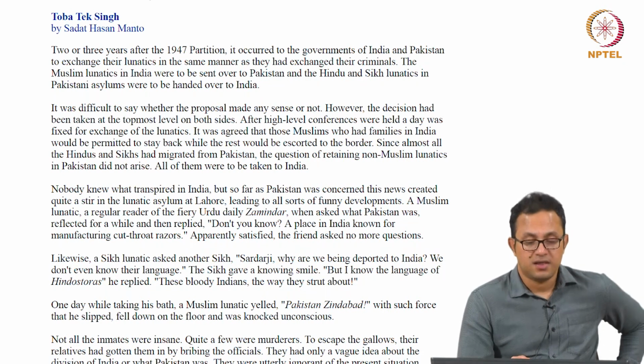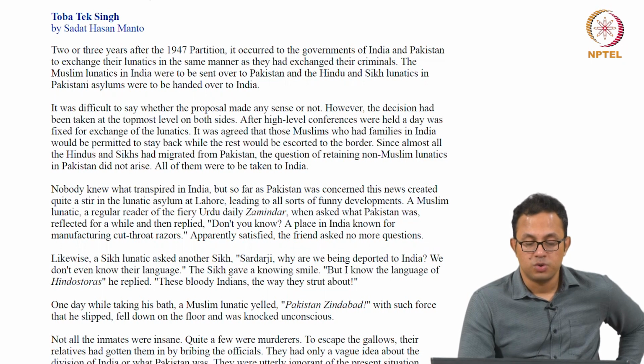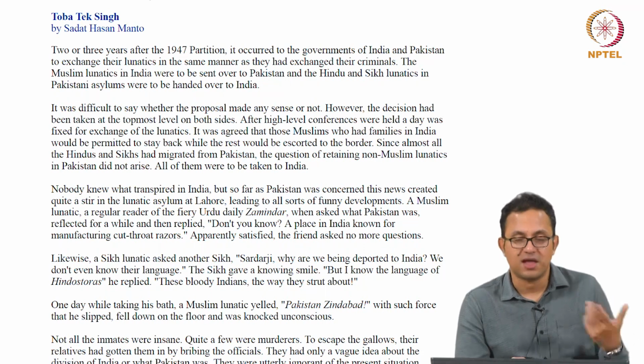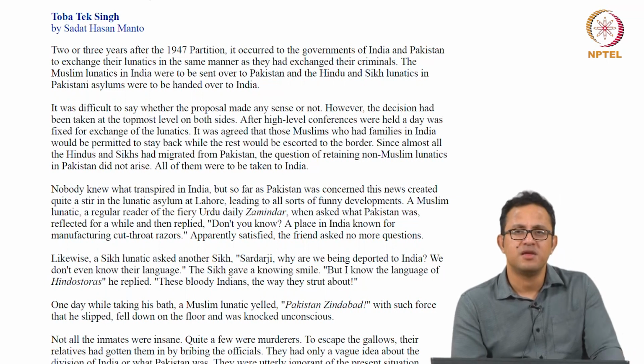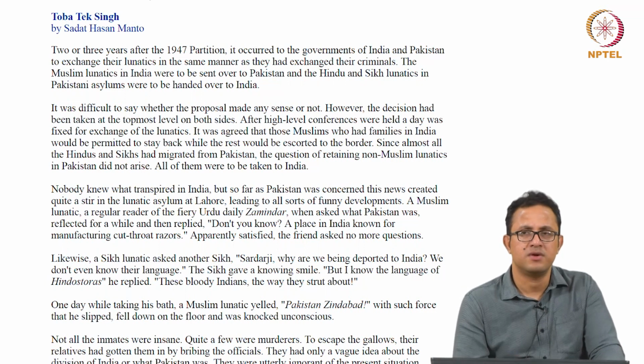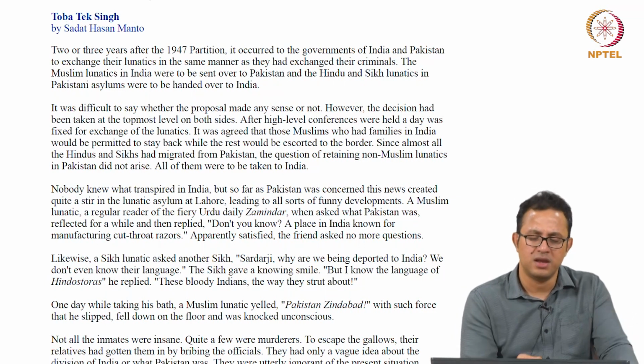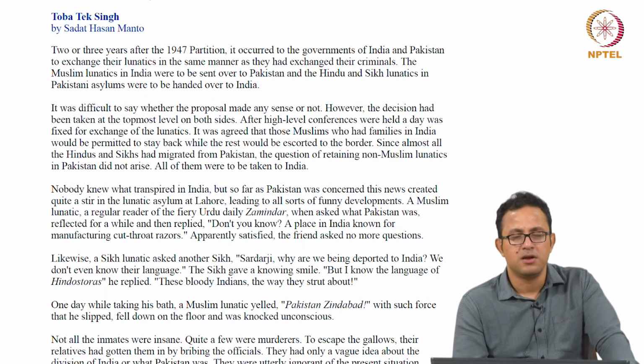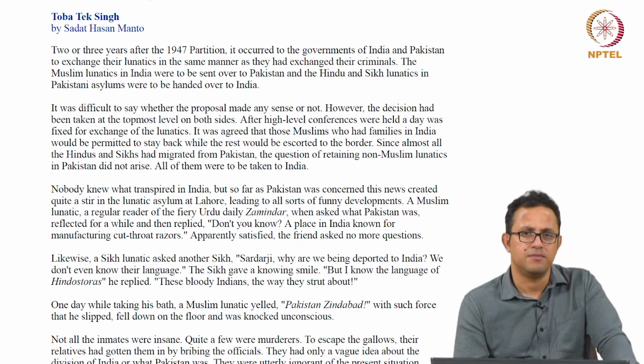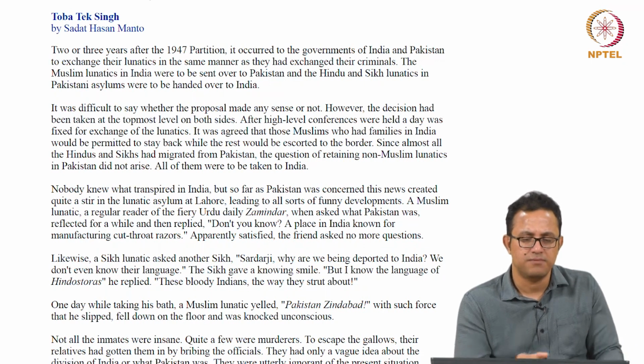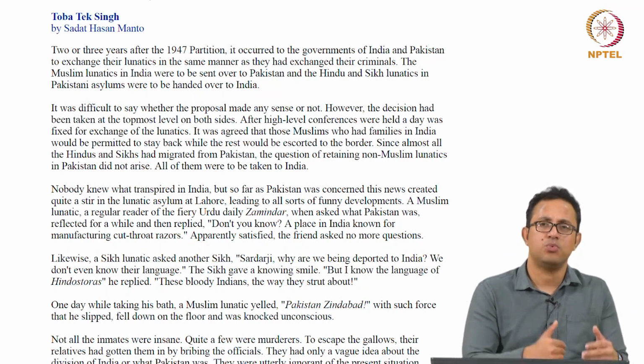Okay, likewise, a Sikh lunatic asks another Sikh, "Sardarji, why are we being deported to India? We don't even know the language." The Sikh gave a knowing smile. "But I know the language of Hindustanis," he replied. "Those bloody Indians, the way they strut about." So again, look at the way in which someone who's a Sikh, who's notionally supposed to be an Indian, is being very critical of Indians, passing all these disparaging remarks about India in the first place. And also, this non-knowledge about the language becomes important. So the conversation sort of hovers around the idea of language. What are we going to do in India?